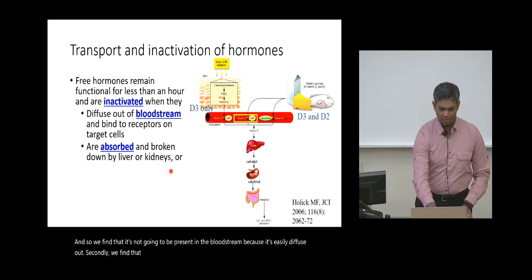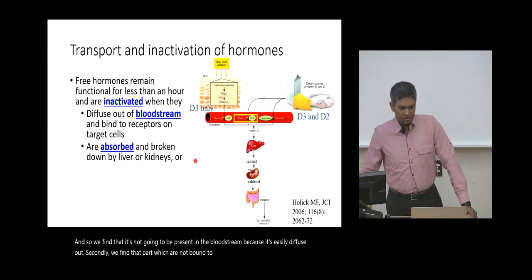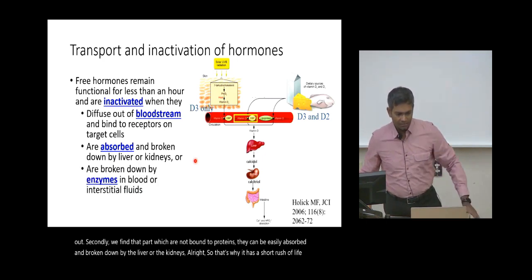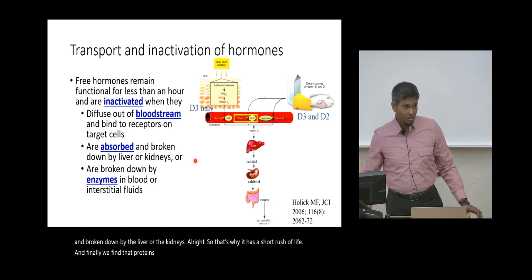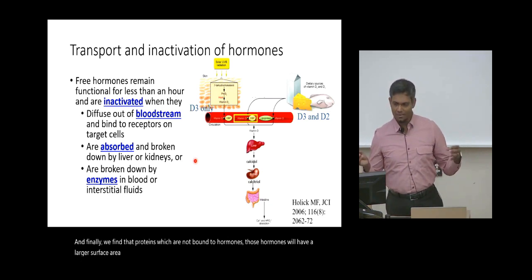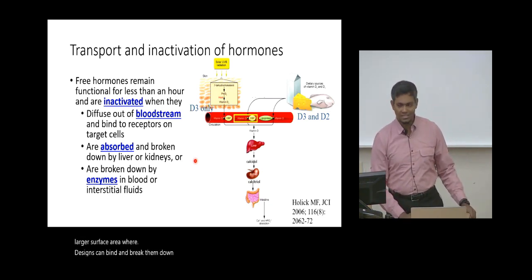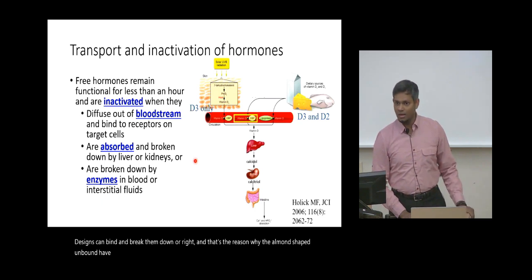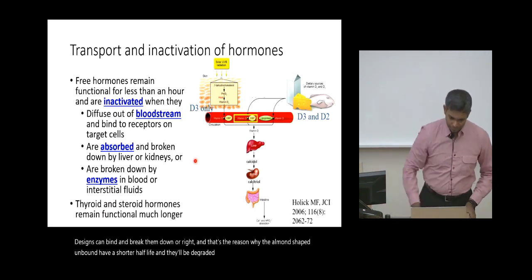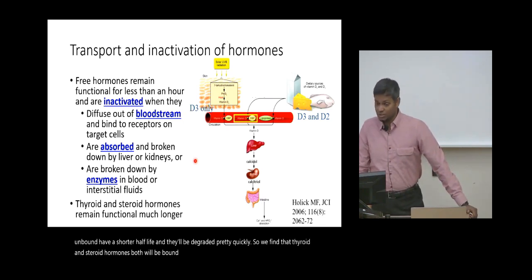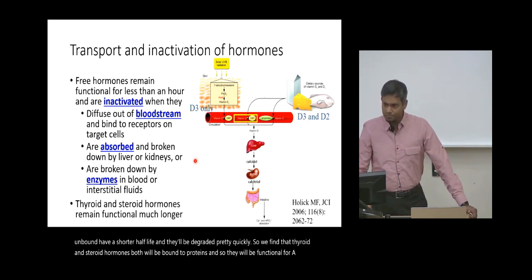Secondly, hormones which are not bound to proteins can be easily absorbed and broken down by the liver or the kidneys. Alright, so that's why it has a shorter shelf life. And finally, hormones which are not bound to proteins will have a larger surface area where enzymes can bind and break them down. Alright, and that's the reason why the hormones which are unbound have a shorter half-life, right? They will be degraded very quickly. So we find that thyroid and steroid hormones both will be bound to proteins, and so they will be functional for a longer period of time.